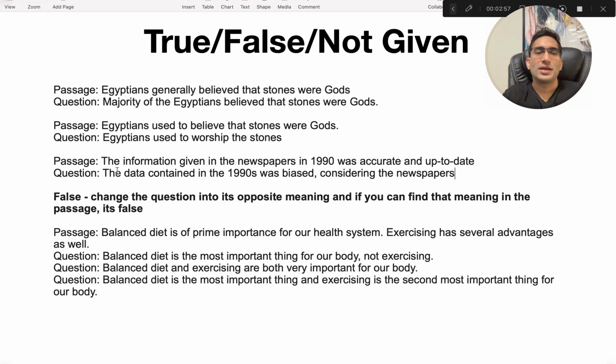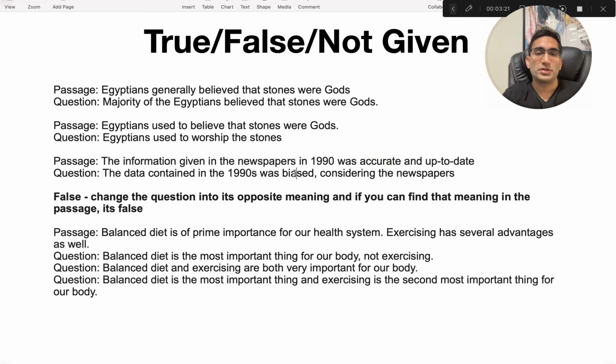Okay. Now it says the information given in the newspaper in 1990 was accurate and up to date. Accurate and up to date. Now here it says in the question, the data contained in the 1990s newspapers was biased. Okay. What is it now? Is it true, false, or not given, guys? Think about it. The question is saying this data was biased, and here it's saying it's accurate and up to date.